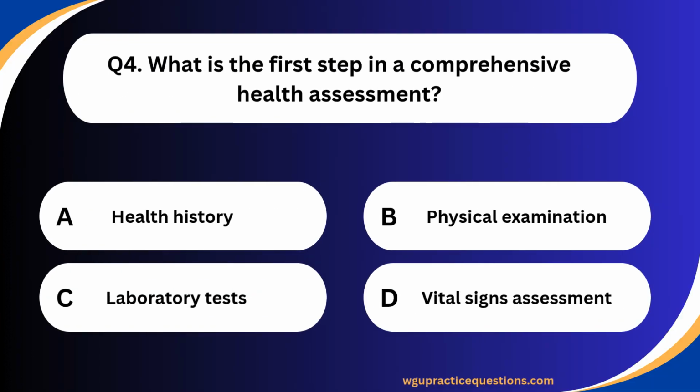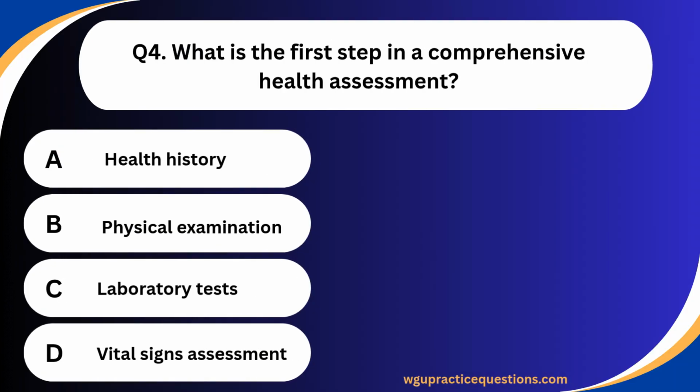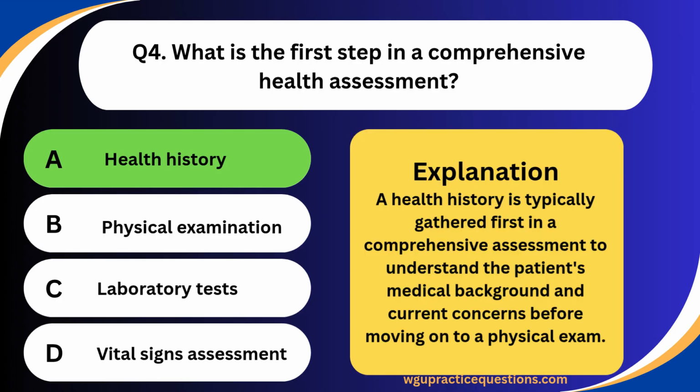Question 4. What is the first step in a comprehensive health assessment? A. Health history. B. Physical examination. C. Laboratory tests. D. Vital signs assessment. Which one is the correct answer? The correct answer is A. Health history. Explanation. A health history is typically gathered first in a comprehensive assessment to understand the patient's medical background and current concerns before moving on to a physical exam.